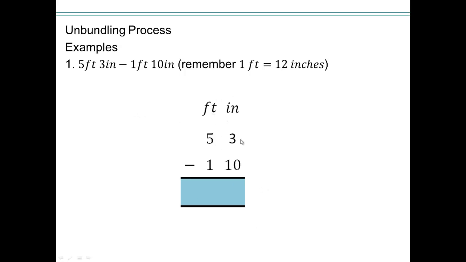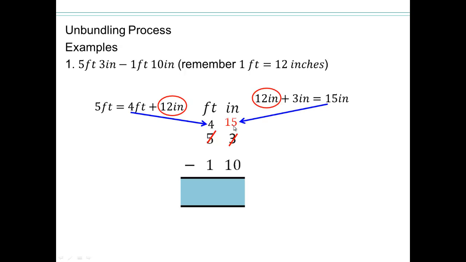Again, we've lined up the feet and inches. We have 5 feet 3 inches. We're taking away 1 foot 10 inches. Can't do this subtraction, so I'm going to cross out the 5 feet, make it 4 feet. So that will allow me the 1 foot to be unbundled as 12 inches. This 12 inches, then I can move in this column here, and the 12 inches plus the already existing 3 inches will give me 15 inches total.